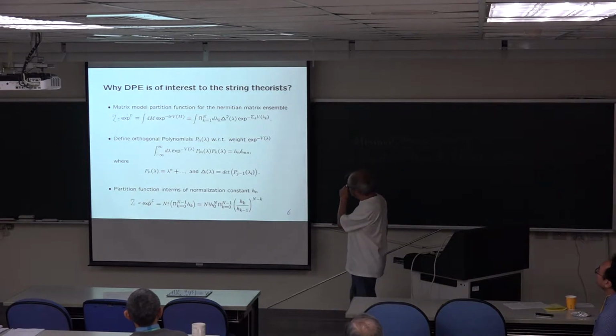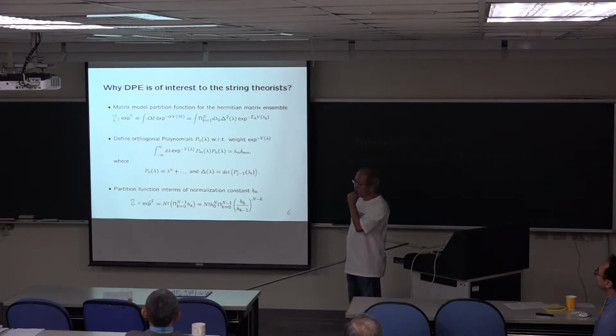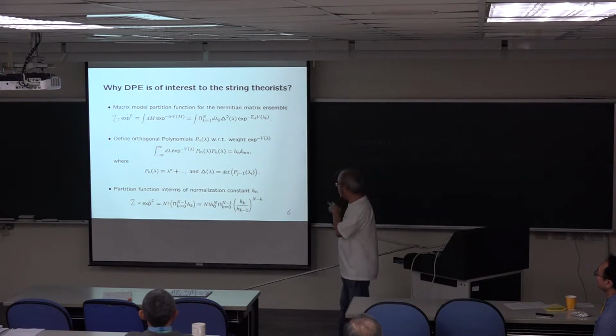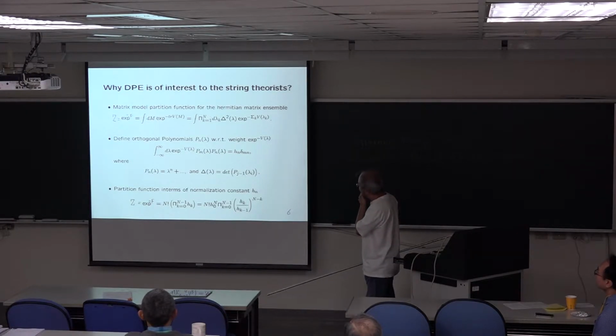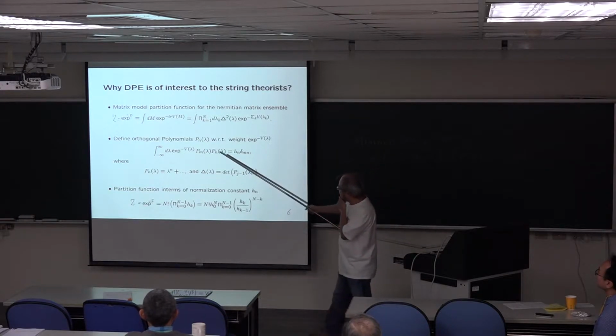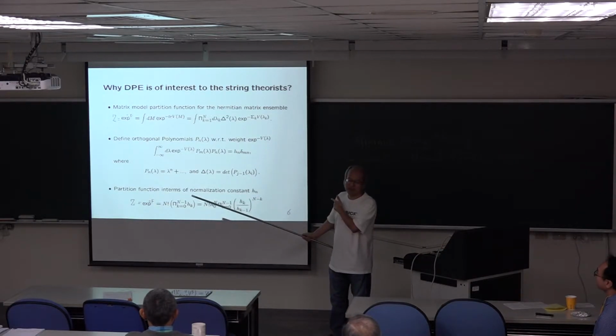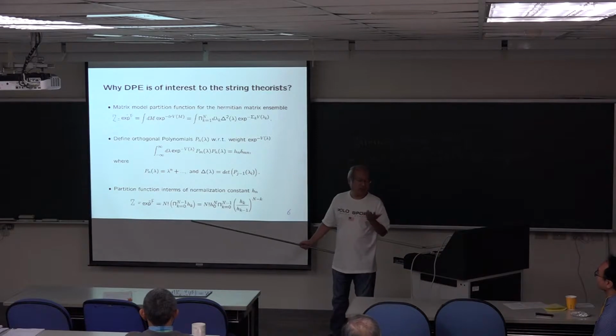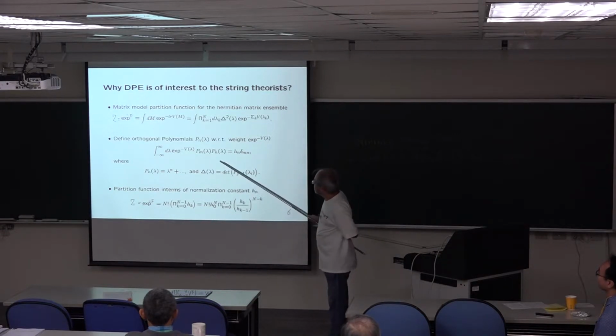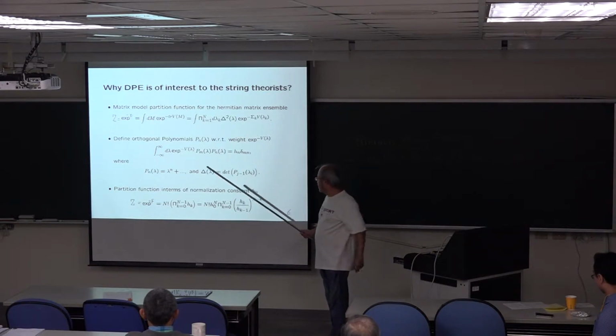As I said, this is very useful to help us compute the partition function of matrix models. So in the next two pages, I'll briefly tell you the basic idea. First of all, let us introduce the orthogonal polynomials with respect to the matrix potential. I think everybody has encountered this in their quantum mechanics courses, for example. So this will serve as a basis for the functional space.